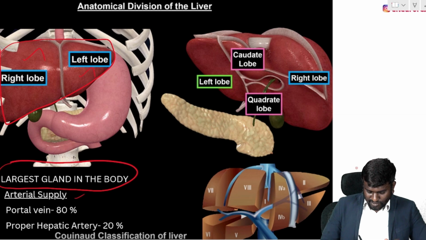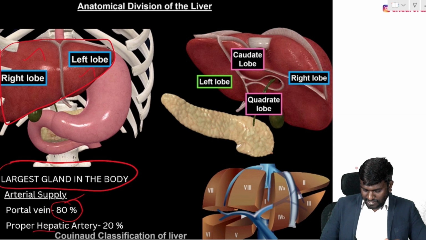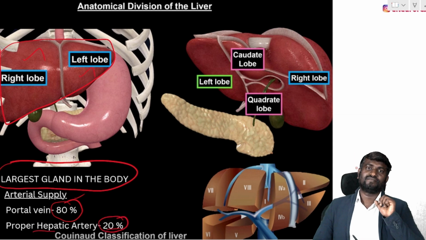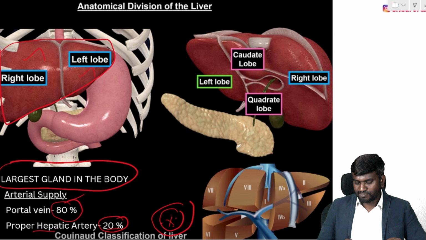Blood supply is going to be the portal vein, which includes 80% of it, and the proper hepatic artery, which includes 20%. Most often, the examiner asks about the Couinaud's classification. Very, very important. Please know this. It flows in a clockwise direction: 1, 2, 3, and 4.